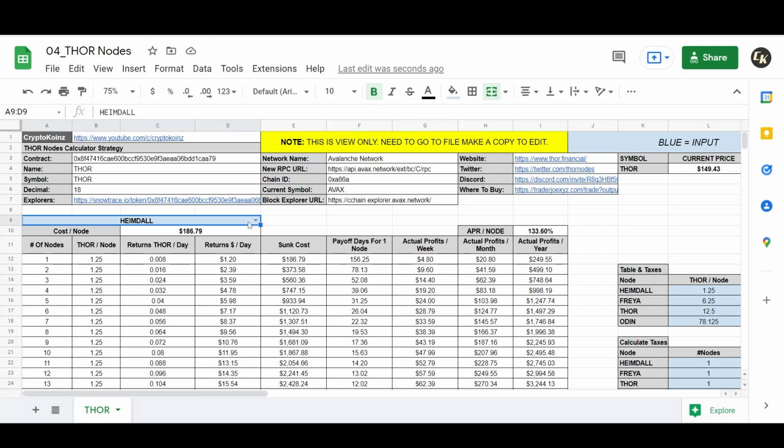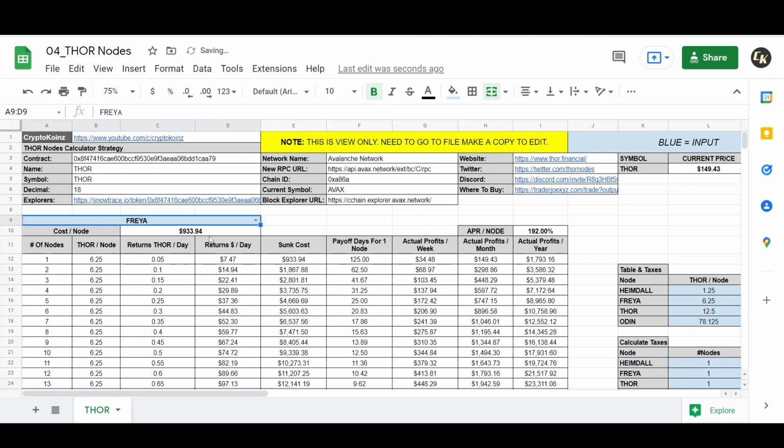You're not making much money in the first tier of power. So with a $186 investment, at the end of the year, after recouping the sunk cost and the daily profits, you will be making $4.80 per week, $20 per month, $249 per year. If we go to Freya, it gets a little bit more expensive there.